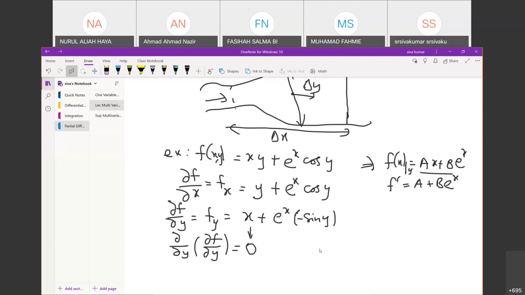Okay, what about this? e to the x, negative y. What will you get? Then it will go back to the cos, right? It will go back to the cos. That means it's still negative e^x. Don't change back here. The sine y becomes cos y. Can you see that?